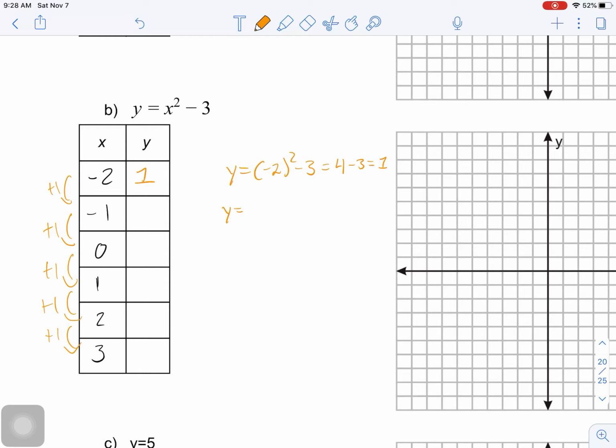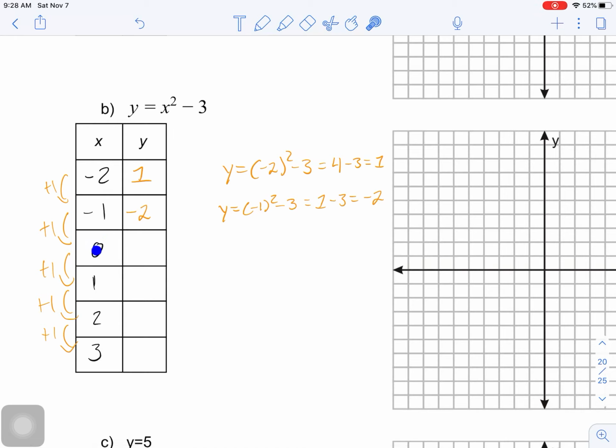Let's go on to when x is -1 here. So let's plug in -1 for x. Okay, and that will give me -1 squared, which is +1, minus 3, which is -2. Let's figure out when x is 0, so plug in 0 for x. So 0 squared minus 3, and that's 0 minus 3, which is -3.